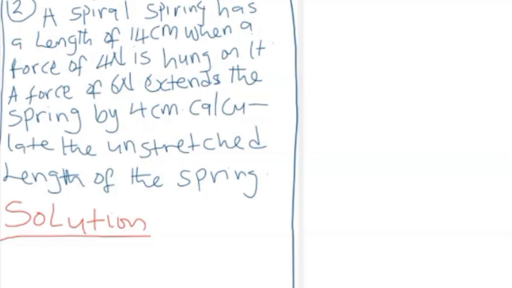All right, this is example 2, and the question is: a spiral spring has a length of 14 centimeter when a force of 4 Newton is hung on it. A force of 6 Newton extends the spring by 4 centimeter. Calculate the unstretched length of the spring.